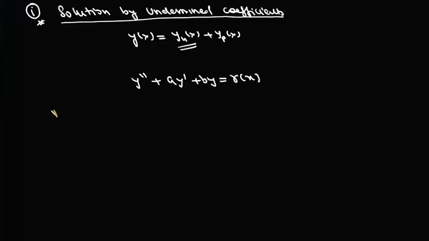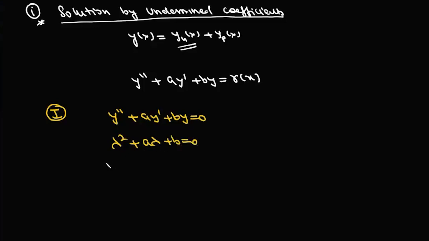Now the first step obviously will be to solve this homogeneous part, y'' + ay' + by = 0, by writing its characteristic equation λ² + aλ + b = 0, and then, depending on the case, we can write its homogeneous solution yh(x). What's interesting is how to find yp, or the particular solution.